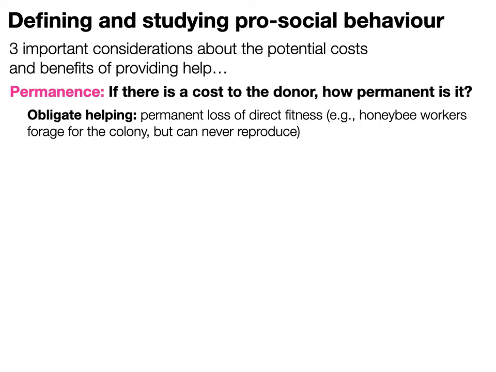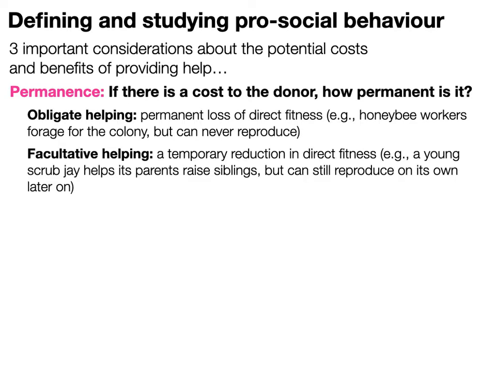And we can also think about helping behavior that is either obligate or facultative. So obligate helping is where there's a permanent loss of direct fitness. And so another example of that from honeybees is that the workers are forgoing their own reproduction. They've kind of lost the ability to reproduce. So the honeybee workers, the female workers in the hive, they forage for the colony, but they never reproduce. It's an obligate helping phenotype.